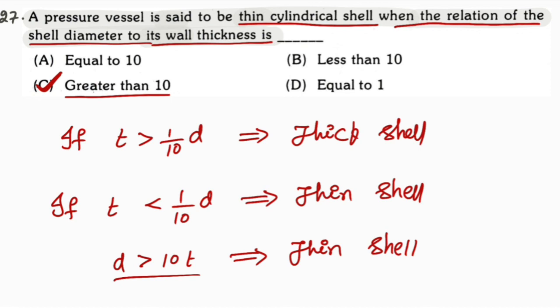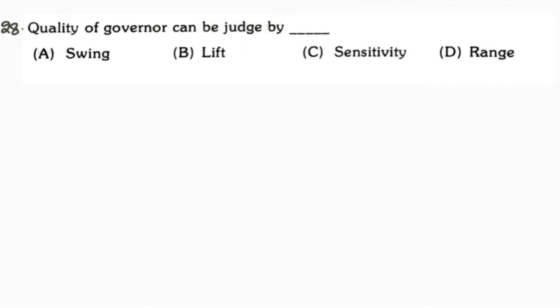Let us take the last problem. Look at the last problem, very simple problem. The quality of governor can be judged by swing, lift, sensitivity, and range. Dear friends, the quality of governor is judged by sensitivity of the governor. This is a theory question, a very simple and easy question. Anyhow, the quality of the governor can be judged by sensitivity of the governor. I hope you got my point.